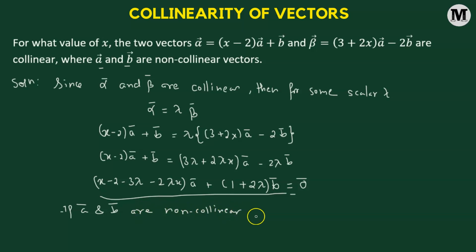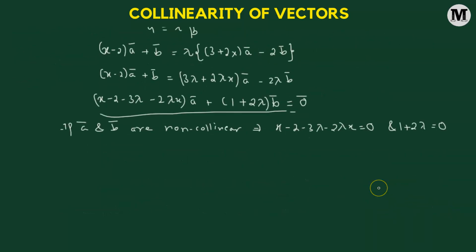That would mean that x minus 2 minus 3 lambda minus 2 lambda x, this is the coefficient of a vector, must be equal to 0, and 1 plus 2 lambda must be equal to 0 as well. But that's a theorem. Now solving for lambda, we get lambda equals negative 1/2. We're going to substitute this lambda back into this equation.